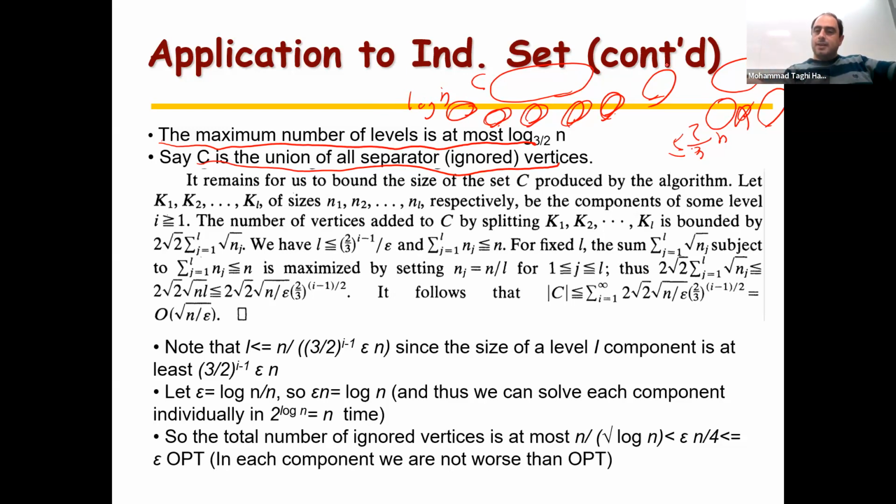We know that the optimum, and this is the important thing, may choose a set of vertices in this component, where the size of each of them is log n. So that is the optimum.